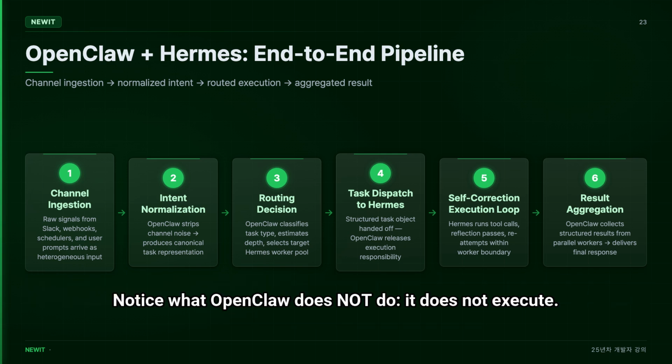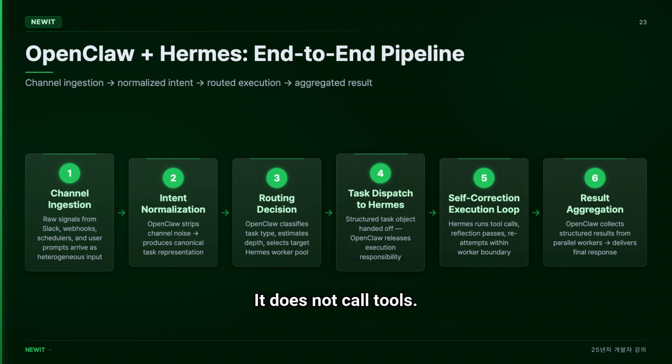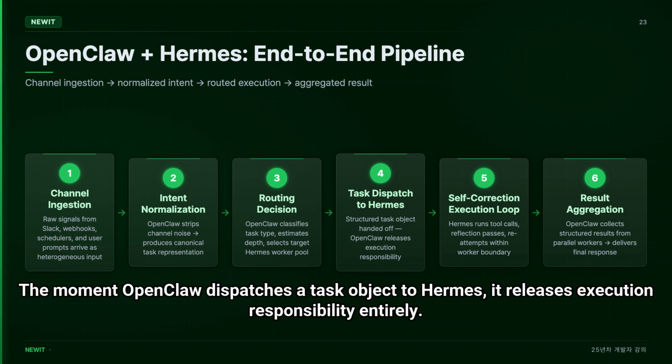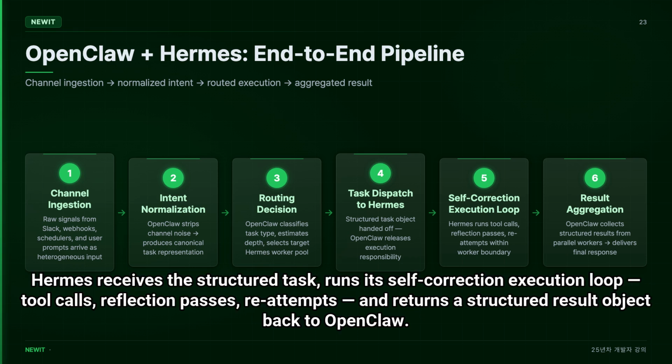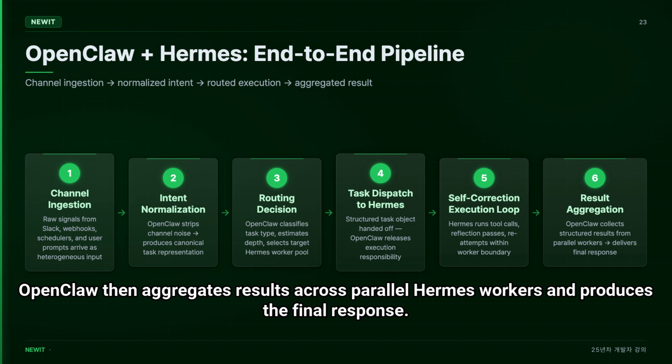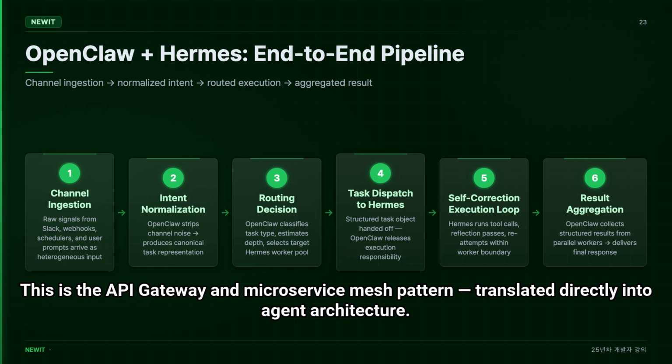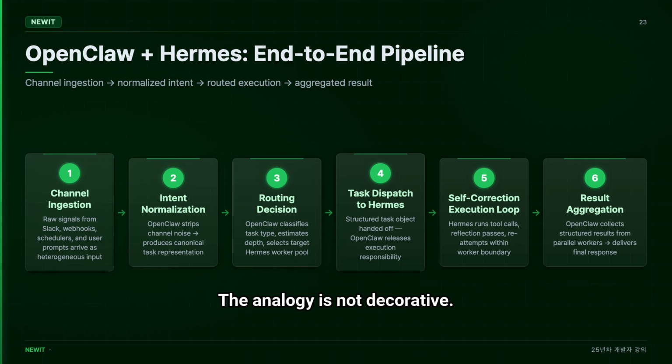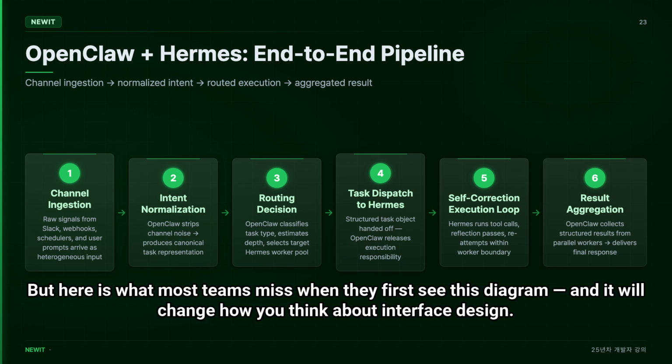Notice what OpenClaw does not do: it does not execute, it does not call tools, it does not iterate. The moment OpenClaw dispatches a task object to Hermes, it releases execution responsibility entirely. Hermes receives the structured task, runs its self-correction execution loop, tool calls, reflection passes, reattempts, and returns a structured result object back to OpenClaw. OpenClaw then aggregates results across parallel Hermes workers and produces the final response. This is the API gateway and microservice mesh pattern, translated directly into agent architecture. The analogy is not decorative, it is structurally exact.